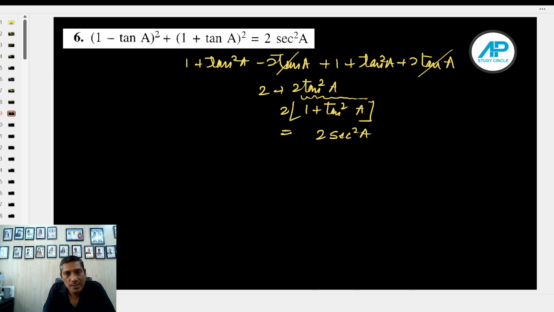So the answer for this question, 2 sec square A. I hope you understand this. It's a very easy question, and this is the identity. Which identity? Sec square A minus tan square A equals 1. Please remember this. Should I move ahead from this? I hope the questions are getting clear. I'm doing very basic questions today.